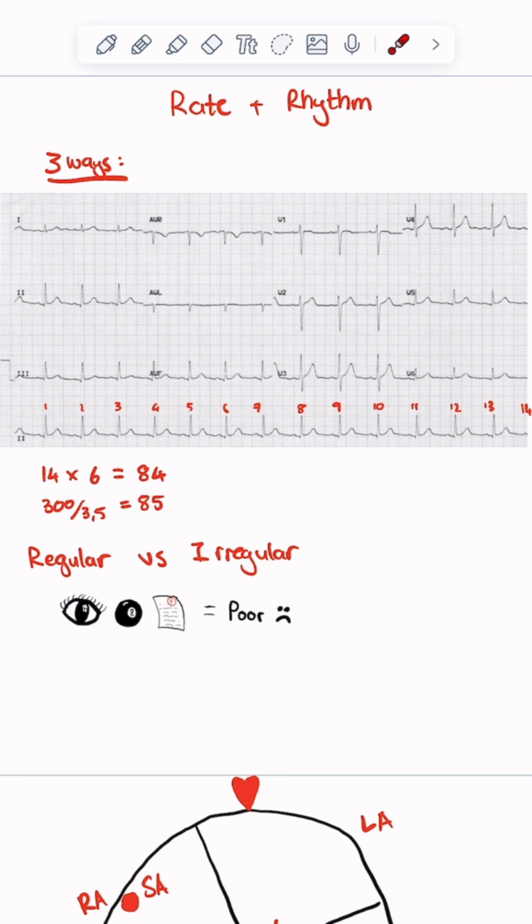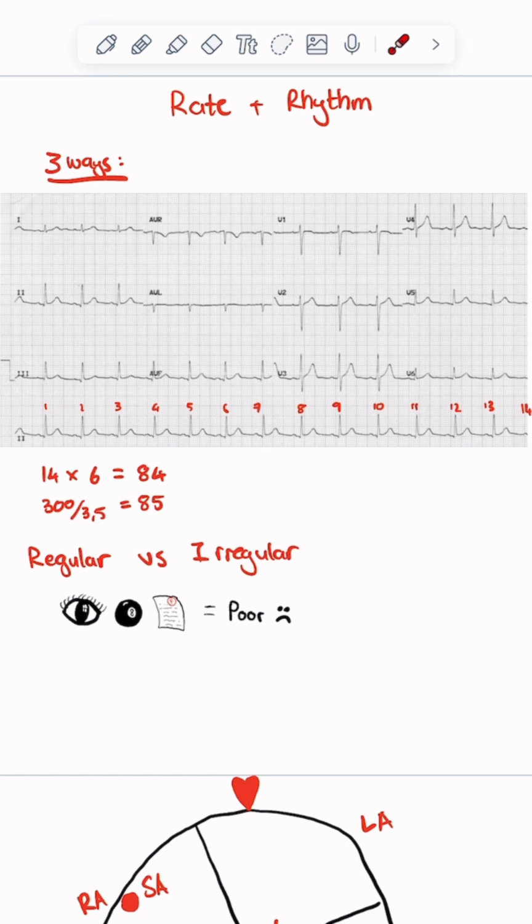Rate can be assessed in one of three ways. The first way is by counting the number of QRS complexes on your rhythm strip and timesing by 6. Why do we times by 6? Because the ECG is over 10 seconds, and 10 seconds times 6 is 60 seconds, or 1 minute.